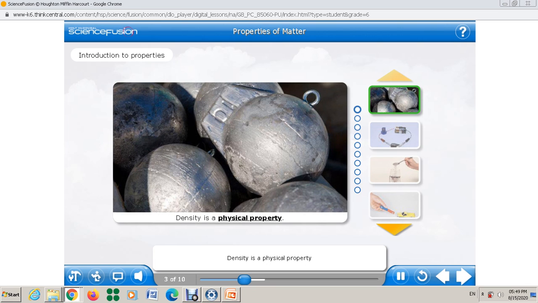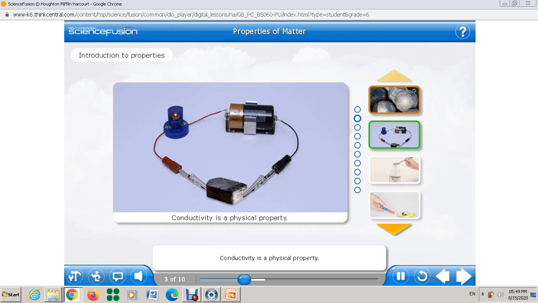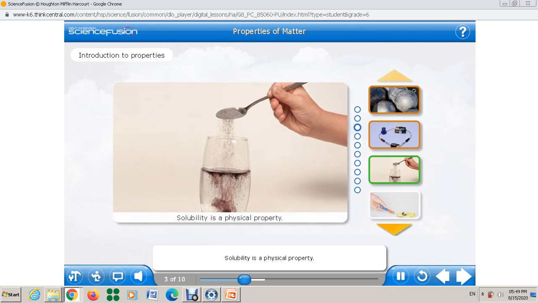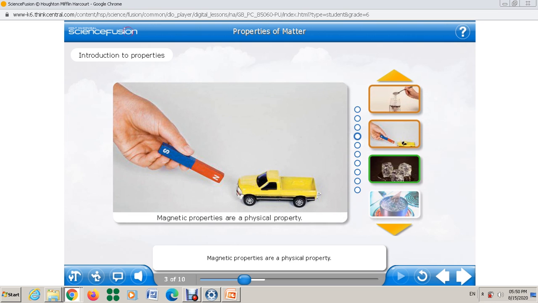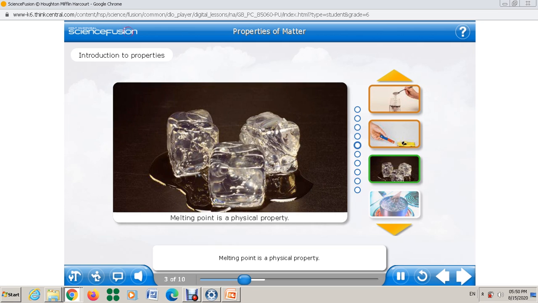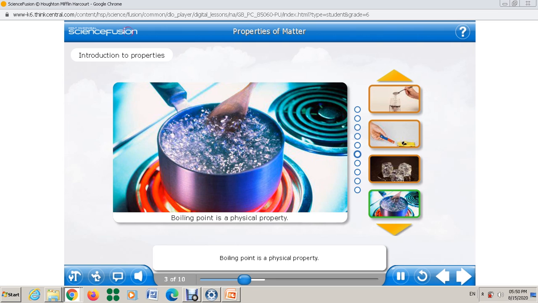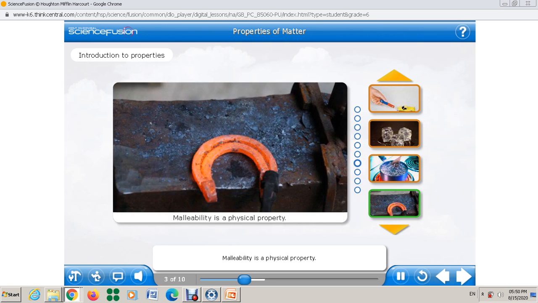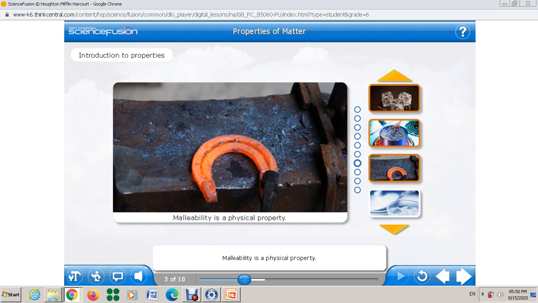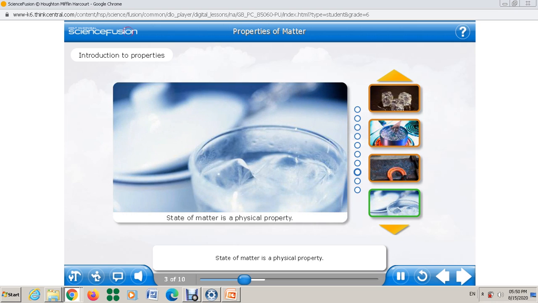Density is a physical property. Conductivity is a physical property. Solubility is a physical property. Magnetic properties are a physical property. Melting point is a physical property. Boiling point is a physical property. Malleability is a physical property. State of matter is a physical property.